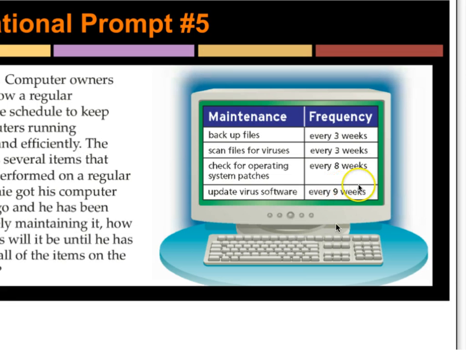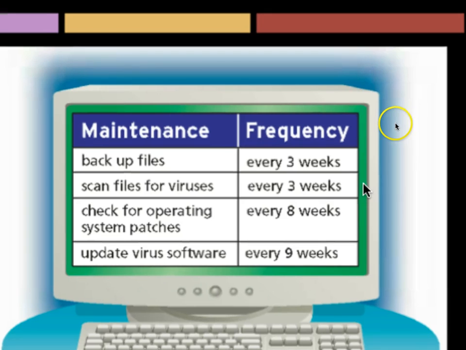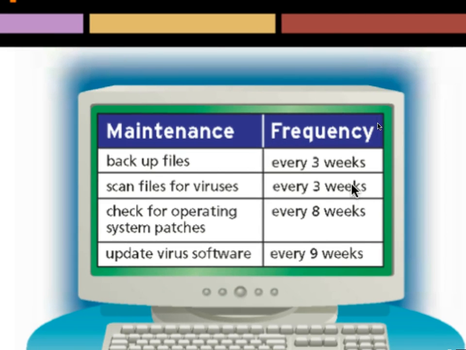He needs to back up the computer files every 3 weeks. So every 3 weeks, he's going to have to back up the files, right? So when is the next time that he has to back up the files again? So 3 weeks. The next one is how many weeks total? 6. And the next? 9, and so on and so on, right?